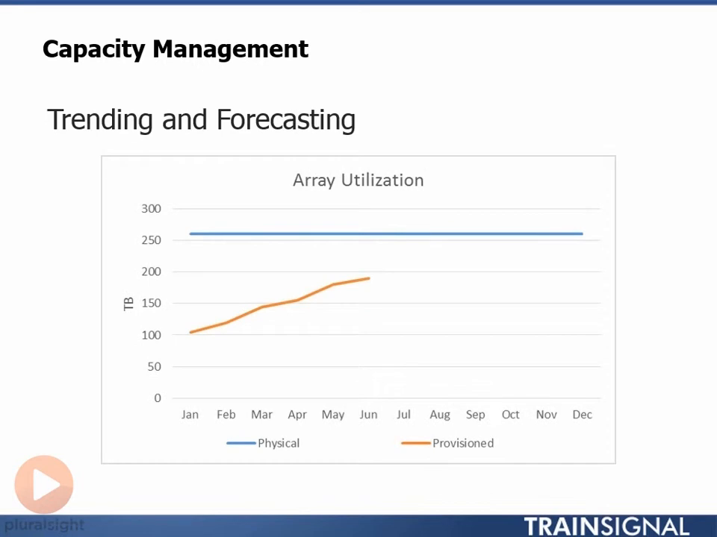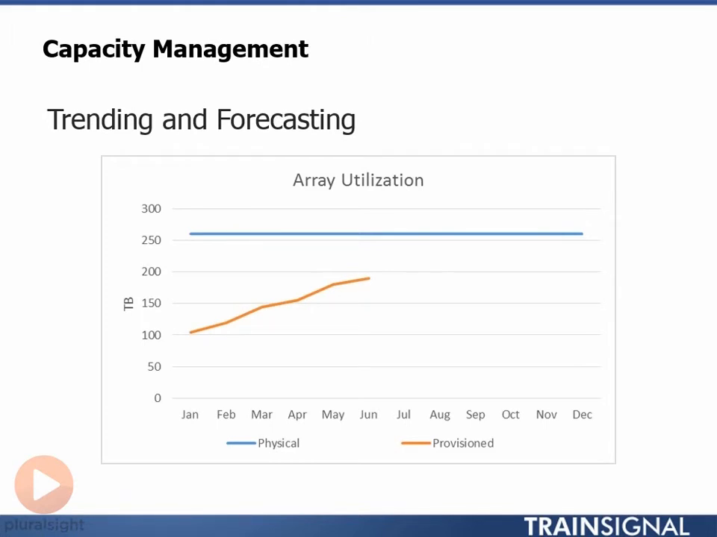On the slide we can see a simple graph that reports the physical capacity of the array and the provisioned capacity. Physical capacity is the fat blue line at the top, and it's set around about the 260 terabyte mark because we've got 260 terabytes in the array that we're monitoring capacity on. The provisioned line is the orange line that's trending upwards, and that's fine as a graph.